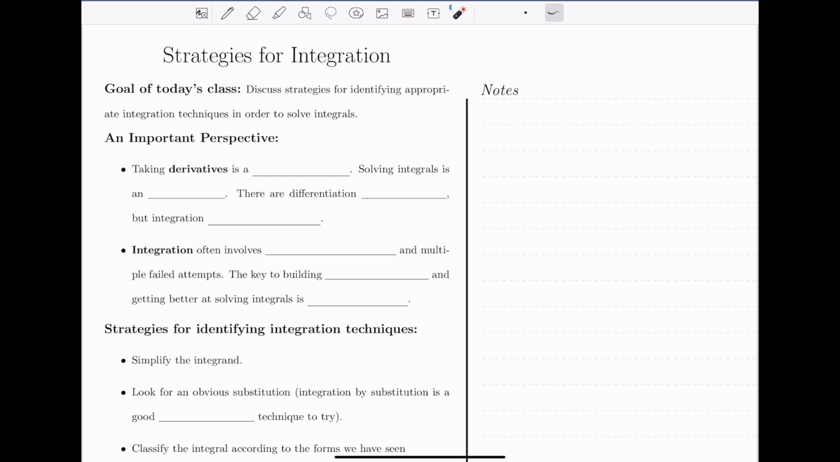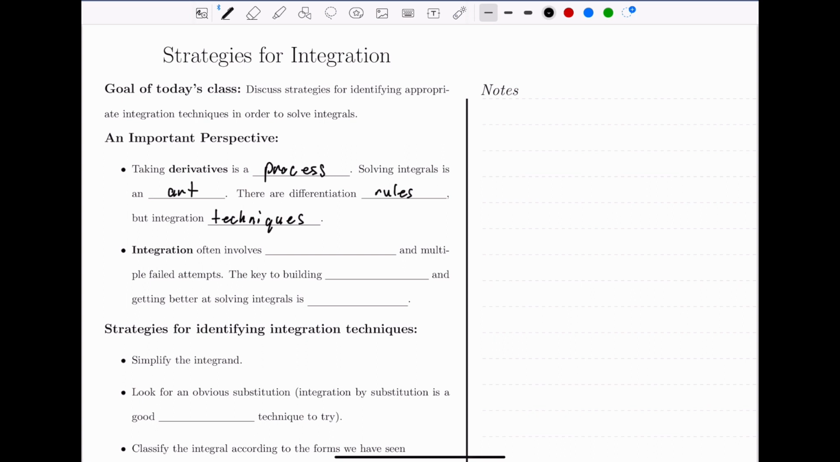Let's think of the difference between derivatives and integrals. Taking derivatives is a process. We have derivative rules that we follow. We just apply those rules, and we can take the derivative of any function. On the other hand, solving integrals is an art. There's a technique to it. It takes practice and development. We have differentiation rules, chain rule, product rule, quotient rule, all those different rules, but we have integration techniques.